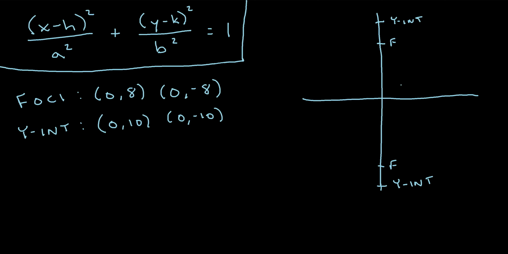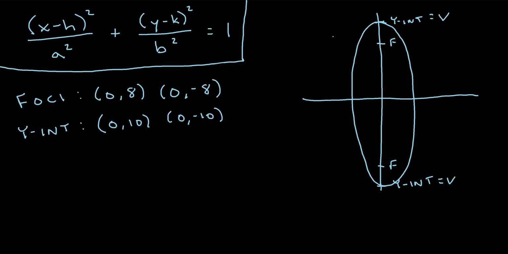So we can tell that this ellipse will be vertical, so it will be shaped something like this. And what we can also tell is that since the foci lie on the exact same line, the y-intercepts are actually equal to the vertices. So we'll say it's equal to v, it's equal to v. So we want to figure out how we can write the equation of an ellipse using just this information.